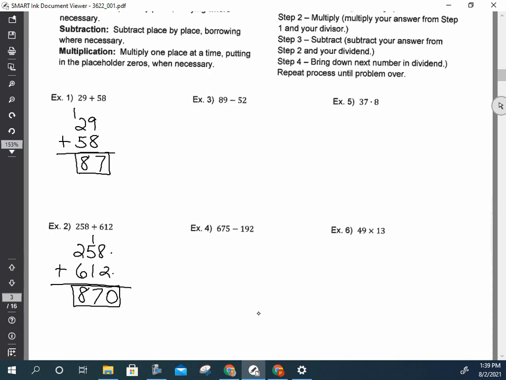Move to subtraction. So subtraction, we subtract place by place. Remember, we borrow as needed. So 89 minus 52. Starting from the right, we have 9 minus 2, which is 7. 8 minus 5, which is 3. So that leaves you with 37.